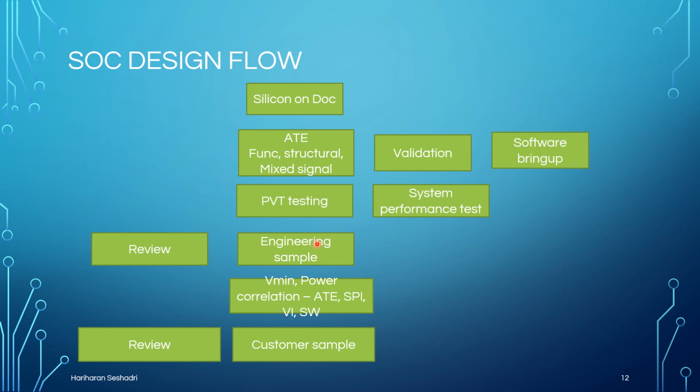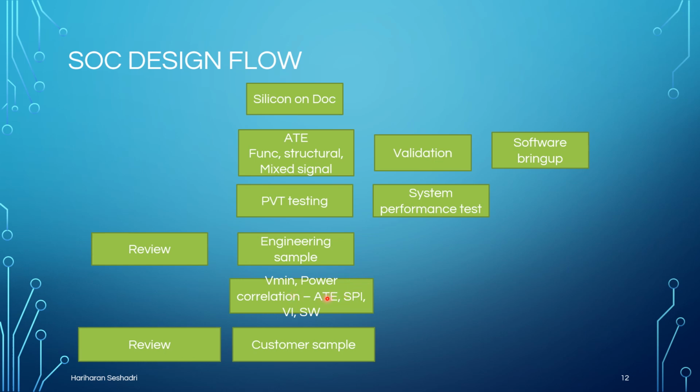Then you do something called engineering sample, where you give basic samples, do reviews, then you give the product to your OEMs, then they use that and test the particular chip. Then you do something called correlation. What you estimate initially during the architecture phase, in your simulation phase or your pre-silicon phase and post-silicon, you have to correlate all the data. Whatever data you get from ATE, system performance test, the validation test or software test, you correlate all the data: minimum voltage, minimum power, performance, everything you correlate.